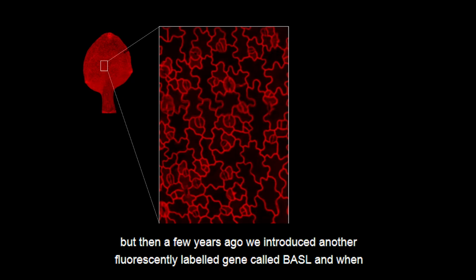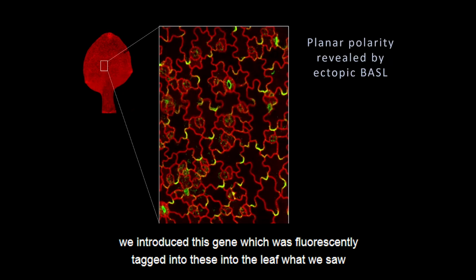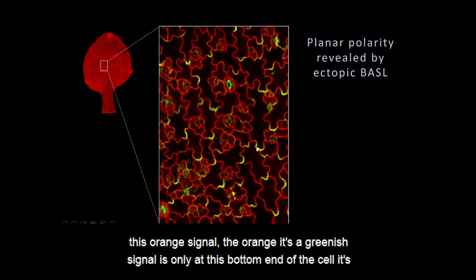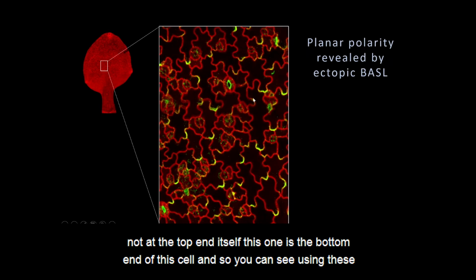But then a few years ago, we introduced another fluorescently labeled gene called BASL. And when we introduced this gene, which was fluorescently tagged, into the leaf, what we saw was that it only labeled one end of the cell. So if you look at this cell, for example, the signal, this orange signal, not orange, it's sort of greenish signal, is only at this bottom end of the cell. It's not at the top end of the cell. This one is the bottom end of this cell.